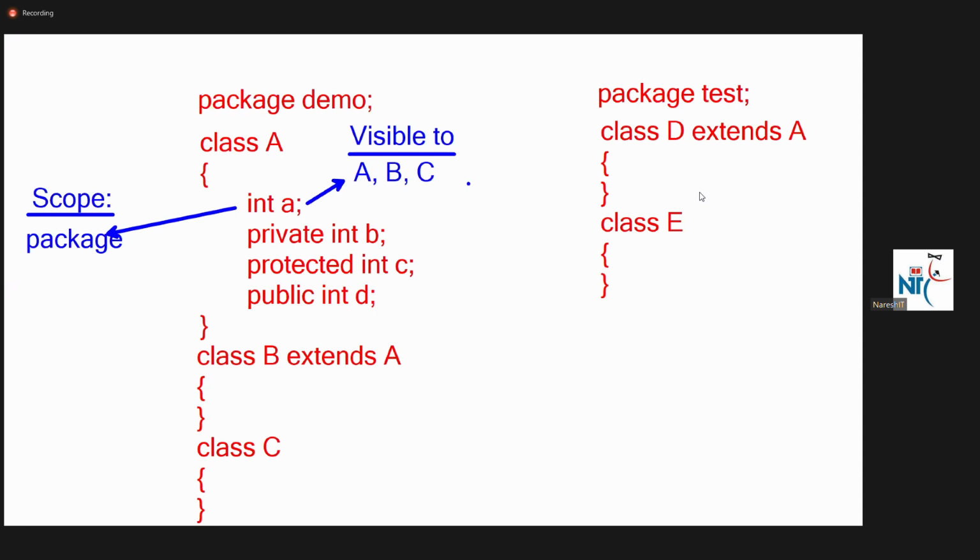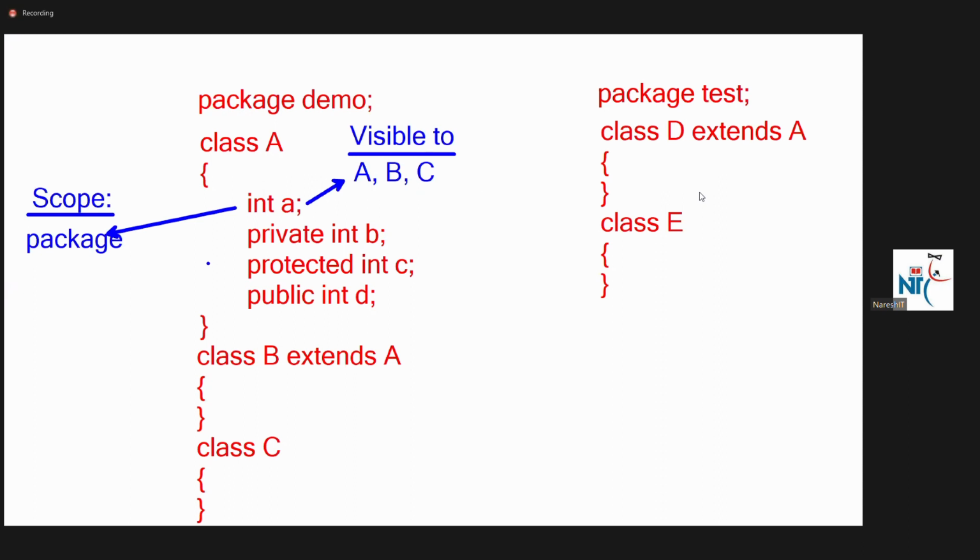Okay. Now, without writing an access modifier, there is also one type of access modifier, but that type has no name. That is default. That scope is package. Within the package you can access it. That is visible to A class, B class, C class. You cannot access it in D. You cannot access it in E. Okay. Visible to A, B, C.